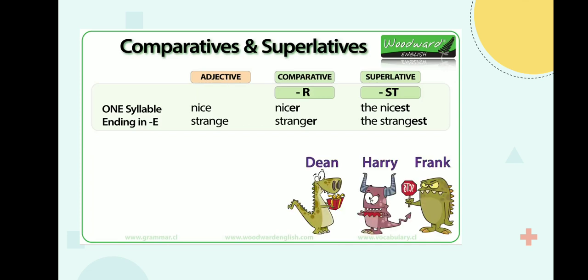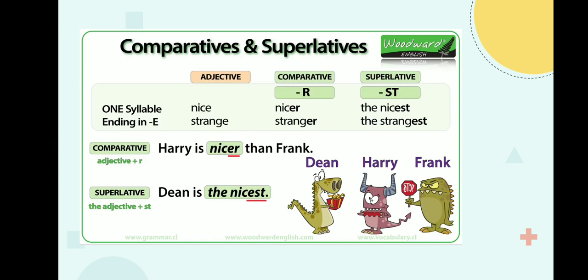Look at these three monsters, Dean, Harry, and Frank. Harry is nicer than Frank. Yes, Frank looks like a grumpy monster. But of the three monsters, I think Dean is the nicest because he has a gift for you. Of the three monsters, which is the strangest?